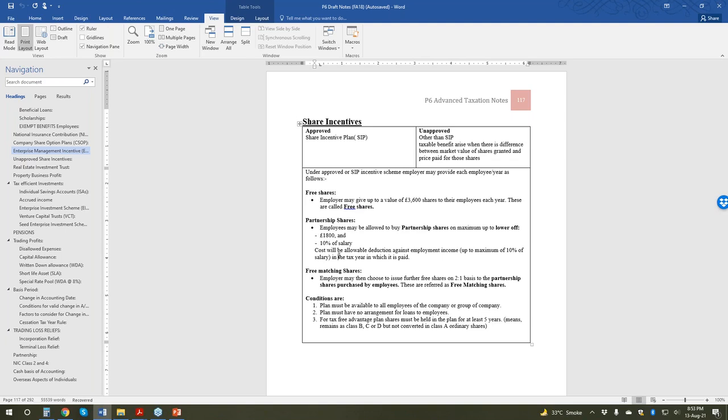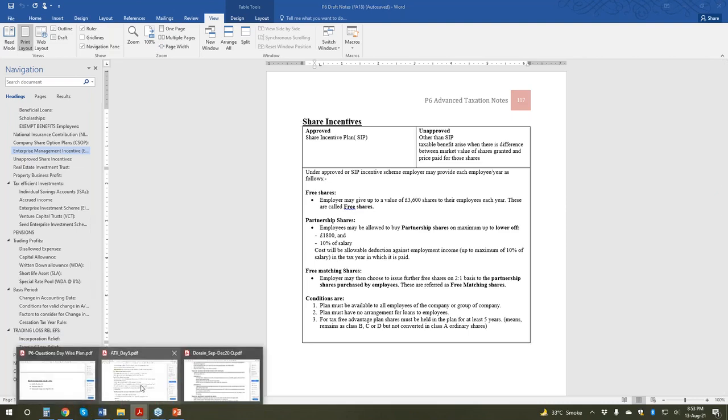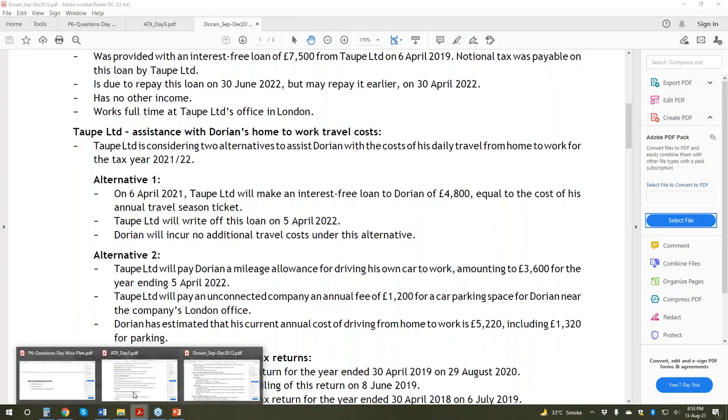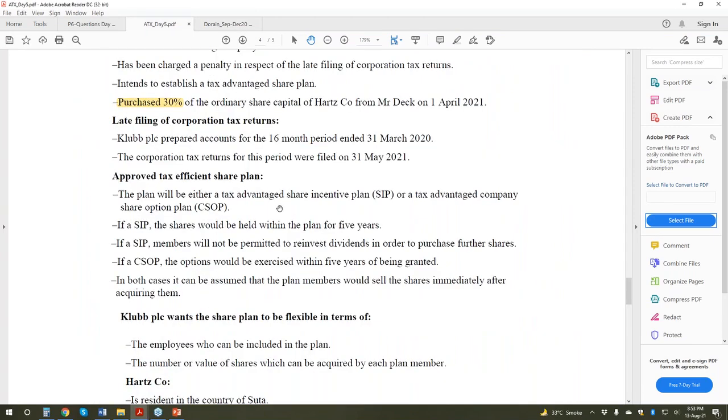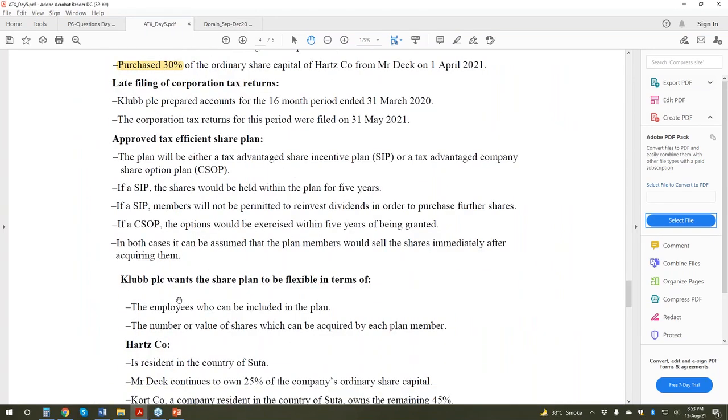However, let's get back to the question and check what the two things were that Club PLC was looking for. The first was the employees who can be included in the plan. In CSOP, I have told you that only selected employees can be offered. However, in SIP, the problem is that the shares need to be offered to all of the employees.